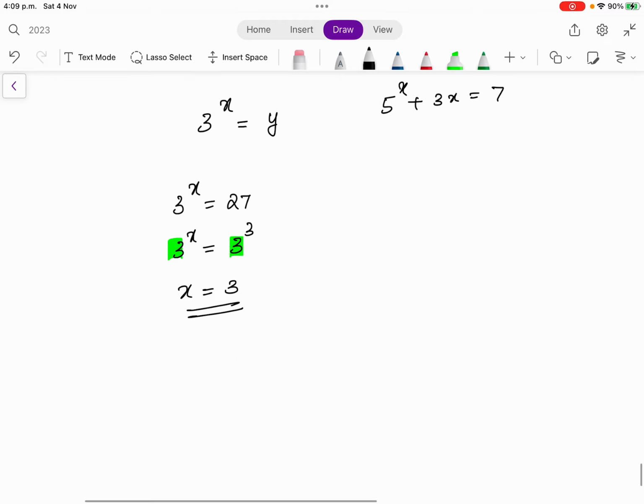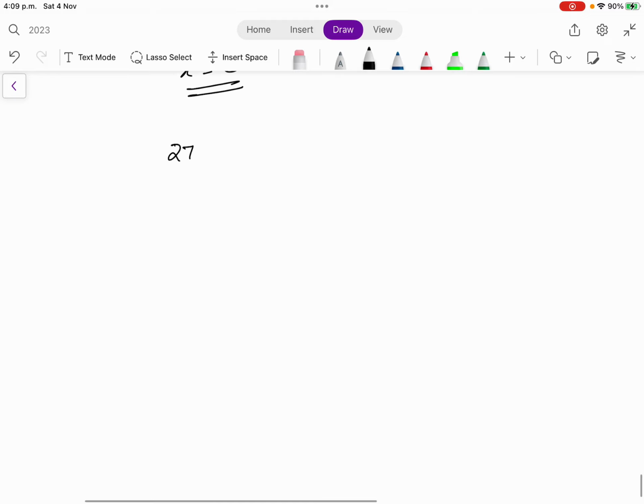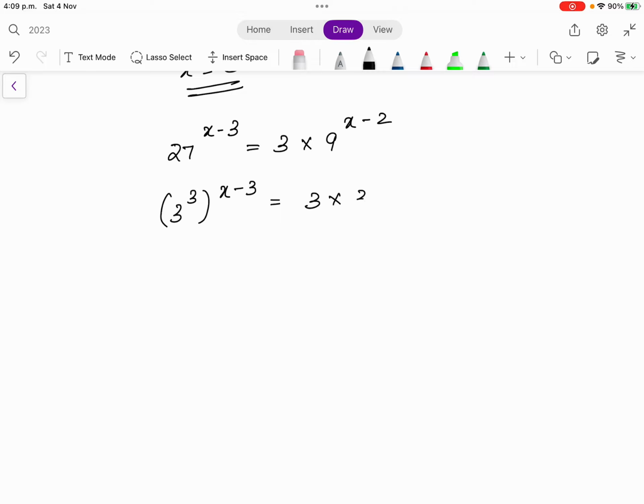Similarly, another question. 27 to the power of x minus 3 is equal to 3 times 9 to the power of x minus 2. Okay, so here what you need to do is simplify all the values and make the base the same, and then you can simplify it further. So 27 can be written as 3 to the power of 3, to the power of x minus 3, which is equal to 3 times 9 can be written as 3 to the power of 2, times x minus 2. So I'm simplifying 9 to the power of x minus 2. This will become 3 to the power of 3 times x minus 3 is equal to 3 to the power of 1 times 3 to the power of 2x minus 4.